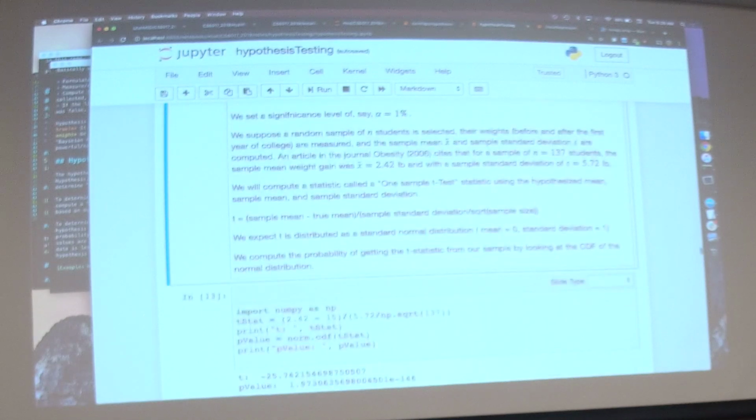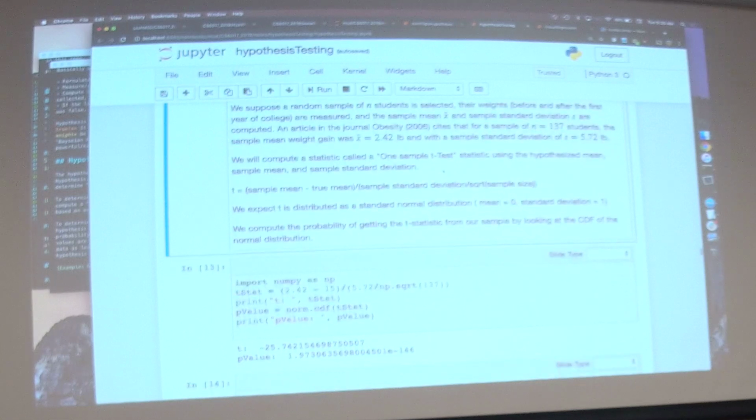Okay. So we're going to get n students. We're going to sample them. And so we have 137 students. We see that on average they gained 2.5 pounds. Here's the standard deviation. Okay. And so we look at Wikipedia.